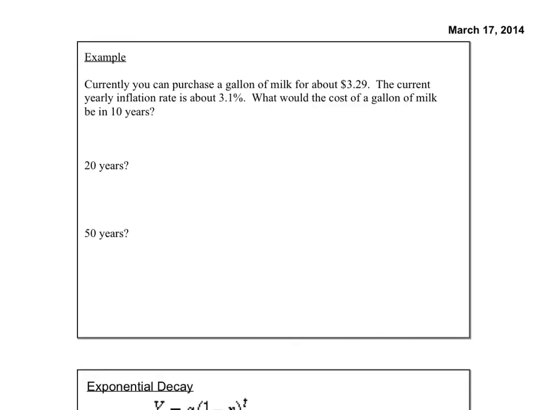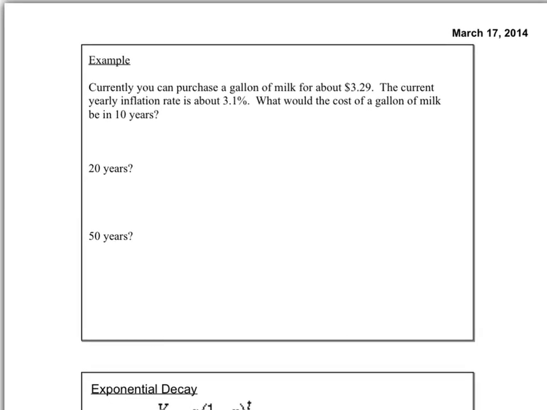Now let's look at how much a gallon of milk is going to cost if it grows at the annual inflation rate of 3.1%. Milk right now is about $3.29 a gallon. You can find different prices in different places, but let's say it's about $3.29 a gallon. How much would that gallon of milk cost in 10 years, 20 years, and 50 years? Our initial amount is 3.29. It grows at a rate of 3.1%, so that's 0.031. The first one we want to do is after 10 years.